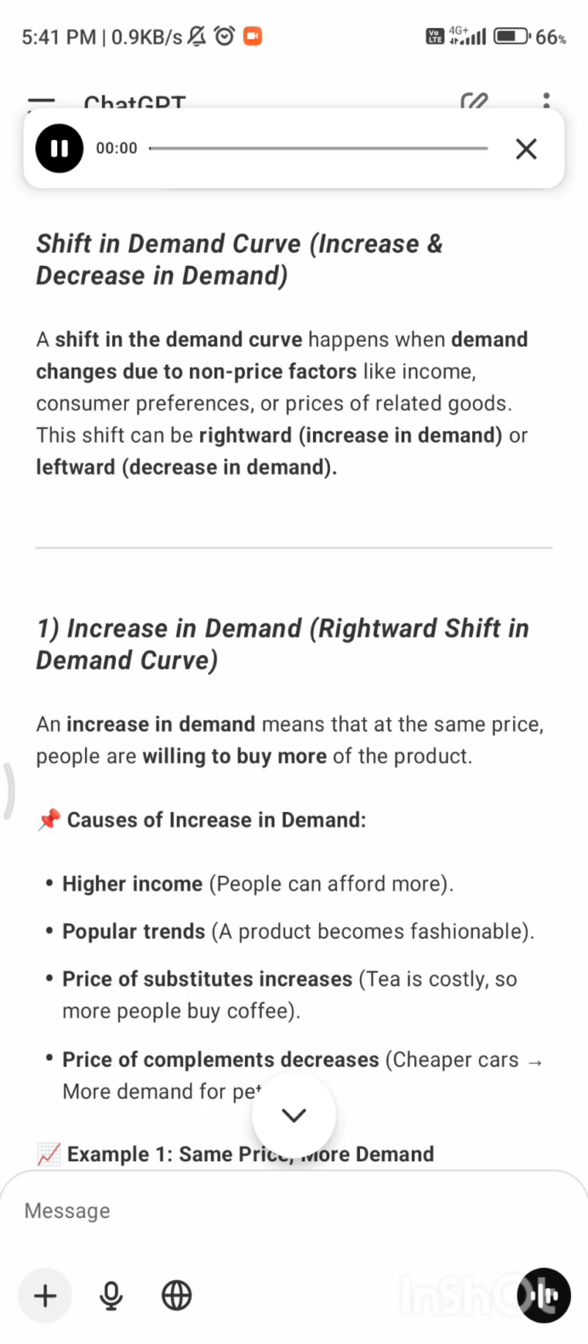Shift in demand curve: increase and decrease in demand. A shift in the demand curve happens when demand changes due to non-price factors like income, consumer preferences, or prices of related goods. This shift can be rightward, an increase in demand, or leftward, a decrease in demand.